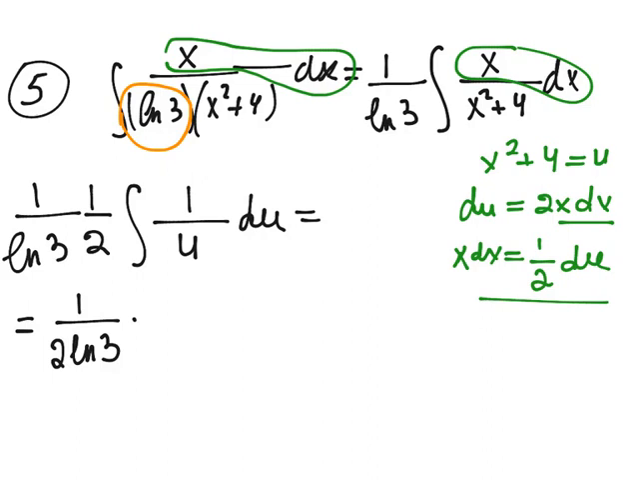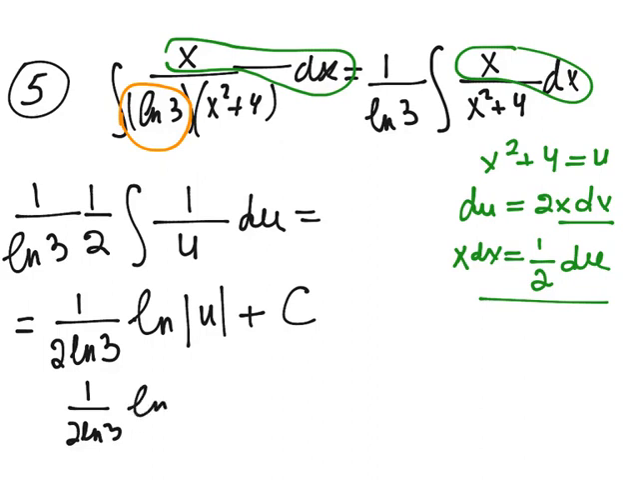This 1 over u. The integral of 1 over u is one of those famous ones. It represents ln, don't forget the absolute value, of u. You're dealing with the indefinite integral. Plus c, don't forget. And that's it. So we get 1 over 2 ln 3 times ln of x squared plus 4, plus c. Now you're done.